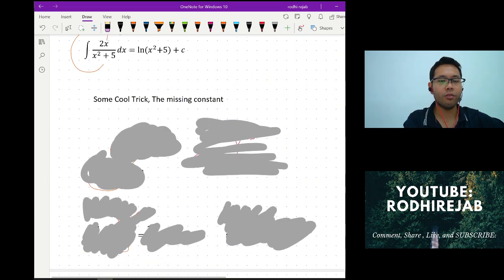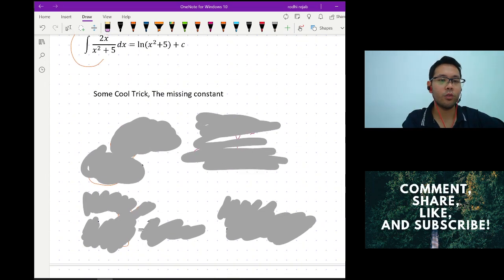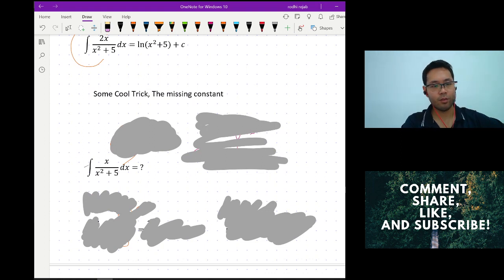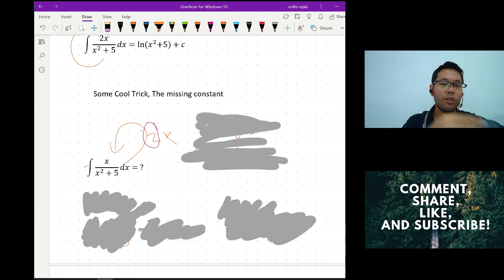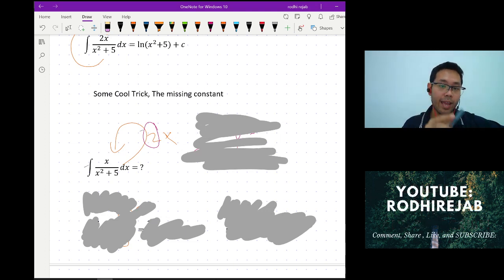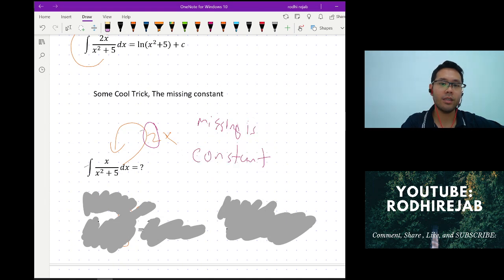So this is some cool trick where there's a missing constant. I'll show it to you. In this case, x over x squared plus 5, if you differentiate the denominator, x squared plus 5, you're going to get 2x. We got the x, but we don't have the 2, which is the case here. The 2 is the constant. So this is what I call the missing constant case.